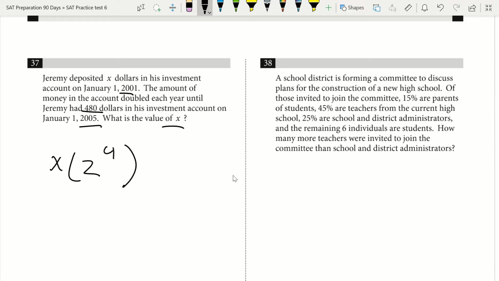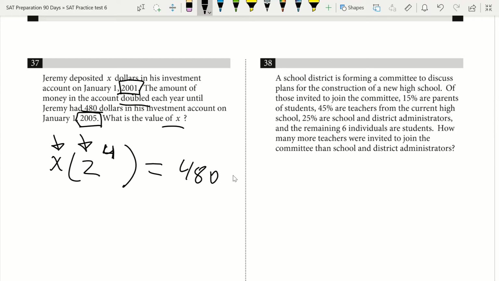Well, why did I set up my equation like this? Here's what I know. I know he's ending with $480. I know that took place over a 4-year change from 2001 to 2005. I know it's doubling every year, so I put a 2 in for my base. If it doubles every year, I'm going to have 2 raised to the power of 4 because it happens for 4 different years. That's multiplied by my initial value.